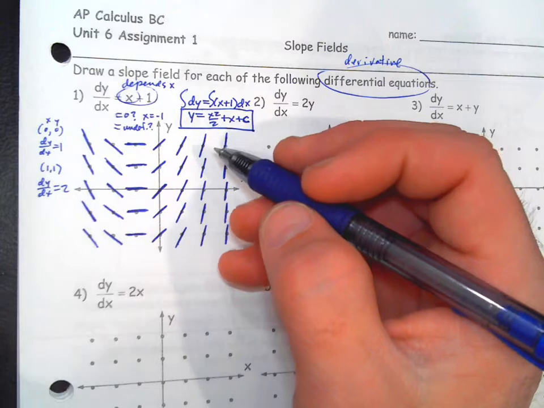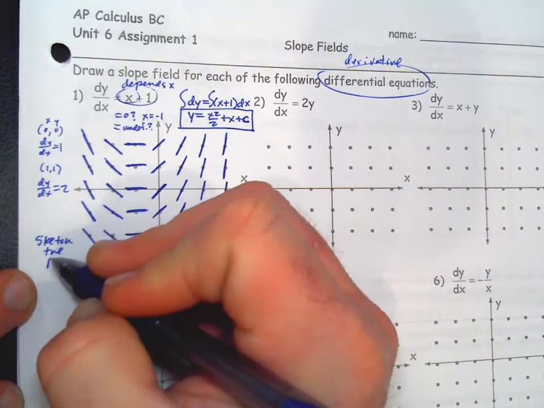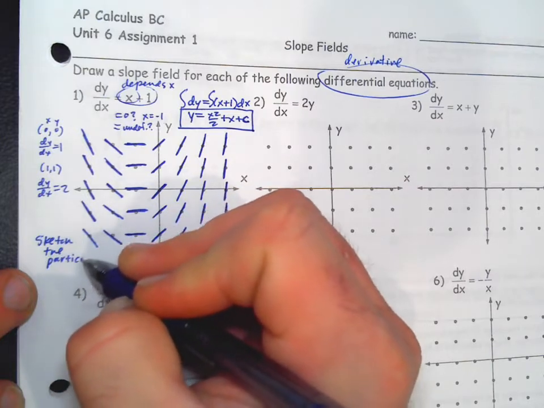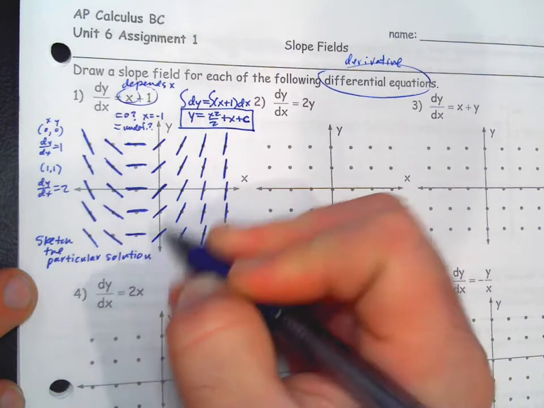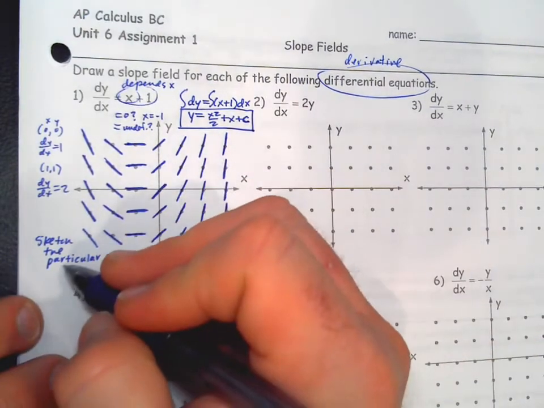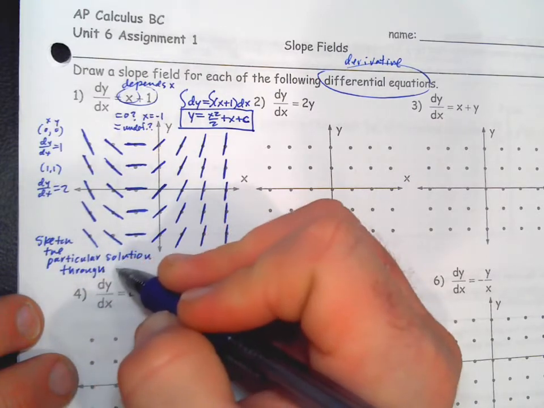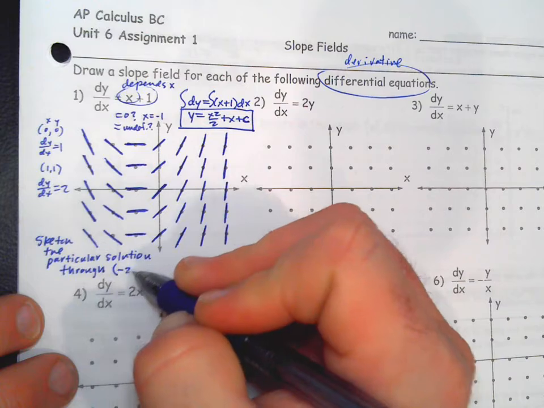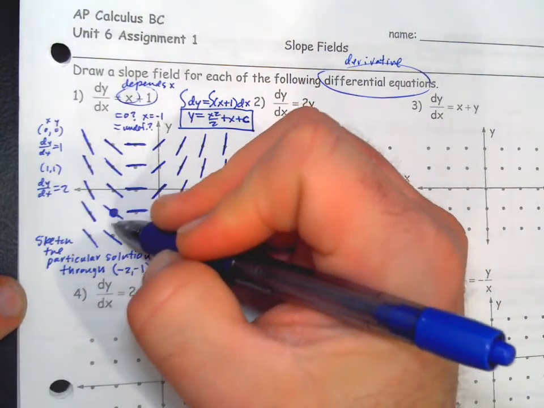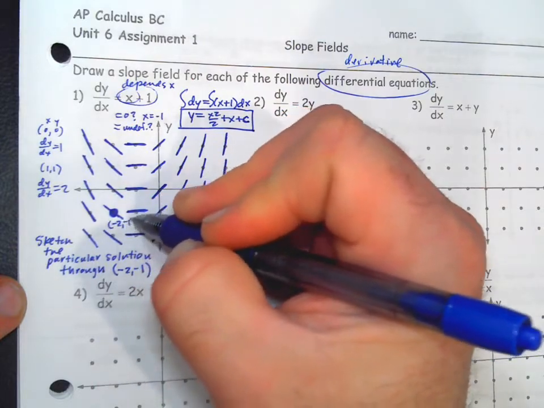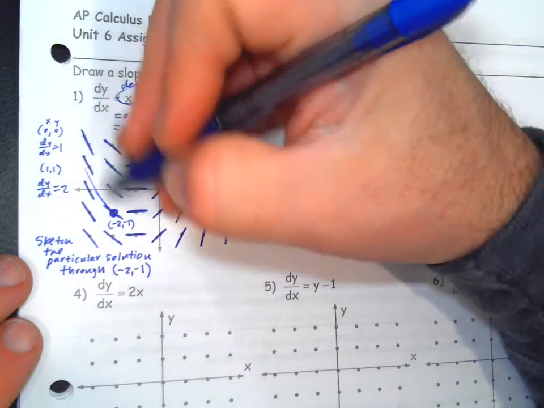Now, what if I told you to sketch the particular solution? So particular or specific is one of these instead of the whole family. And I would give you some initial condition, like say (-2, -1). So what you would do is you would identify that point. So this is just an extra thing, but let's just do this as notes because you're going to have to do this. And then you try and follow the slope field.